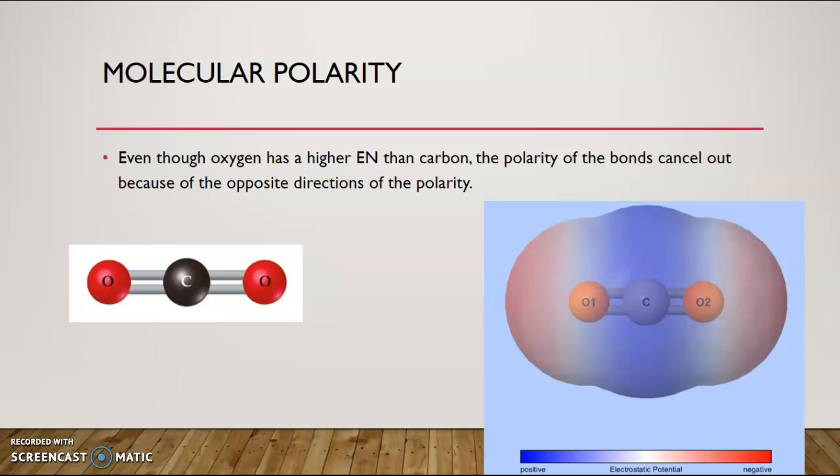So here's an example of an exception to molecular polarity. Even though oxygen has a higher electronegativity value than carbon in CO2, because the molecule is symmetrical and electrons are being pulled equally to both ends here, the molecule is overall considered nonpolar because of that symmetry. Nonpolar, there you go.